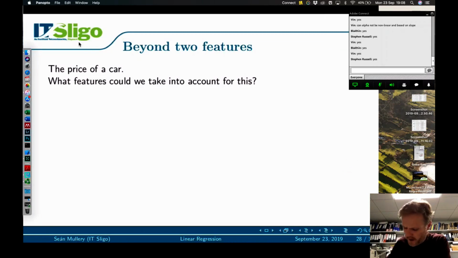So what happens if we go beyond two features here? What features could we take into account for, let's say, if we were trying to determine the price of a car? So I'll give you a minute there maybe to just give me some suggestions. I have some written down here as well, but maybe just throw some suggestions at me as to what you reckon features we could take into account if we were trying to determine the price of a car.